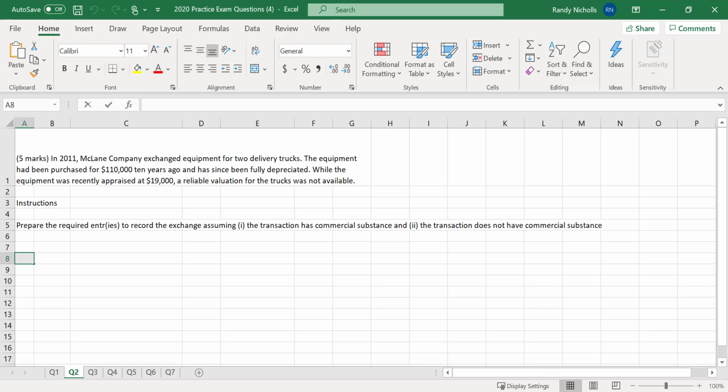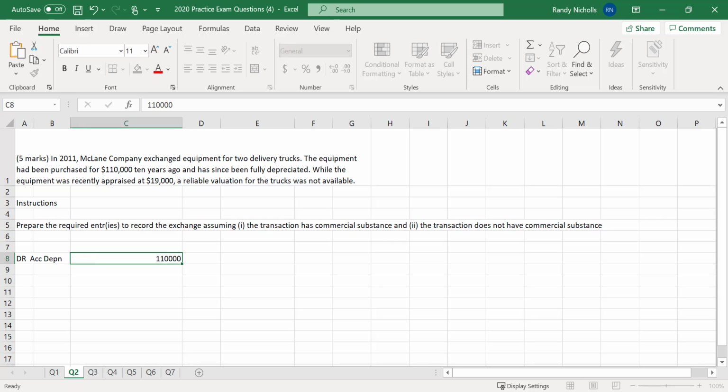So again, if it has commercial substance, it means it affects cash flows. Regardless of whether I'm doing commercial or non-commercial, I need to get rid of this asset. And it's 2 delivery trucks on my books for $110,000, fully depreciated. So what's in the accumulated depreciation account? Well, it's $110,000. So the wording there is a little different than what we're used to, but we should know what that means. And I need to get the cost off my books.